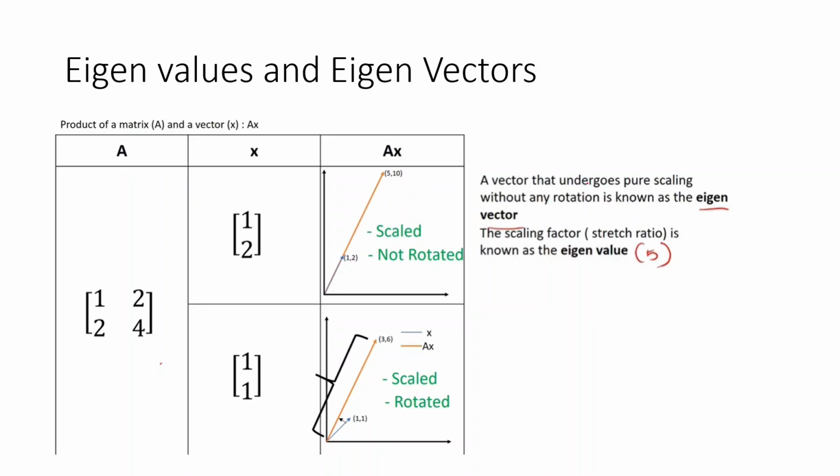A vector that undergoes pure scaling without any rotation is known as an eigenvector. The scaling factor is known as the eigenvalue. In this case it is 5, because 1, 2 becomes 5, 10, so the scaling factor is 5. That is the eigenvalue and eigenvector equation, Ax equals lambda x. Eigenvalues are represented by lambda.